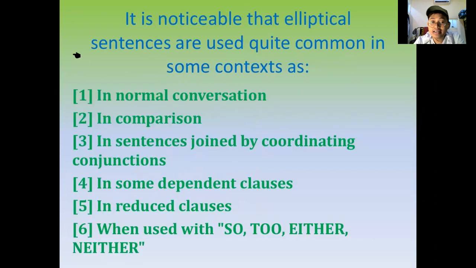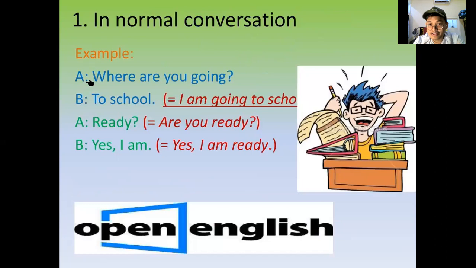There are actually six contexts or situations where we can use elliptical sentences. The first one, in normal conversation. Secondly, in comparison. Thirdly, in sentences joined by coordinating conjunctions. The fourth is in some dependent clauses. The fifth, in reduced clauses or reduced phrases. And last but not least, it's also used in the situation of so, too, either, and neither, right? So let's talk about the first one, in normal conversation.